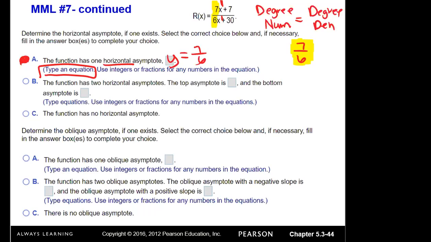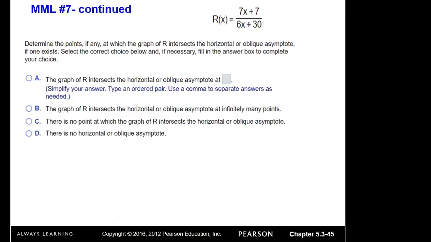Okay, and of course, if there's a horizontal, then that makes the next question very easy. There's no oblique. Boom, done, moving on. All right, and now we're looking to see, does the graph of R actually intersect your horizontal or oblique?